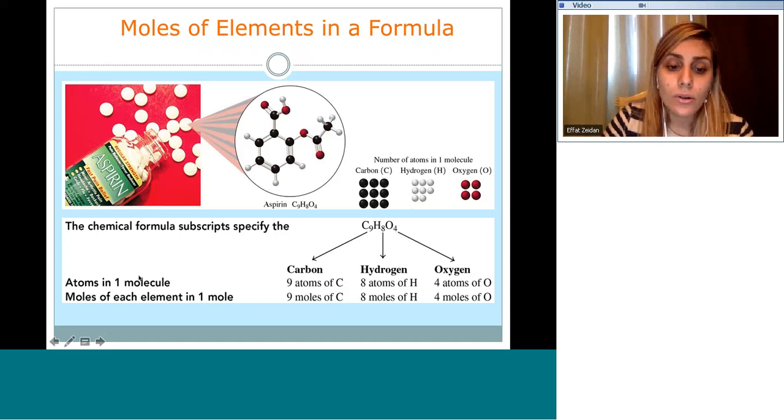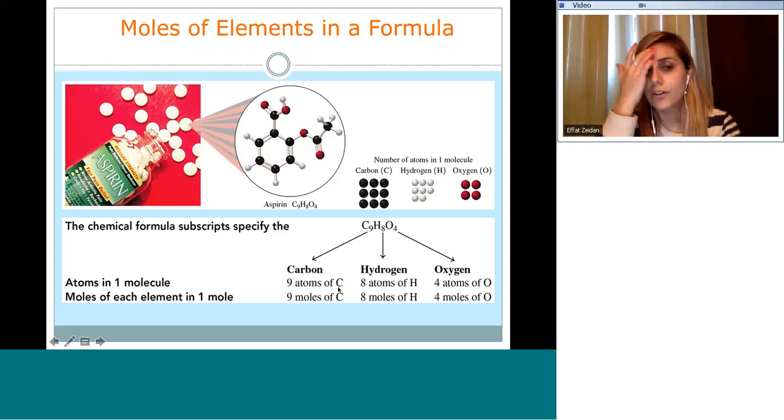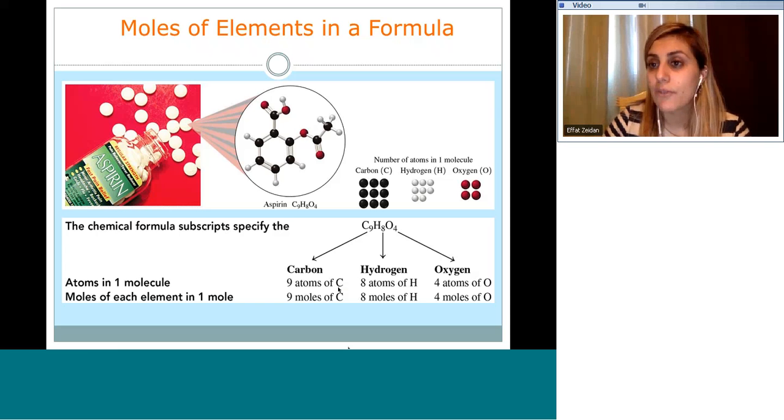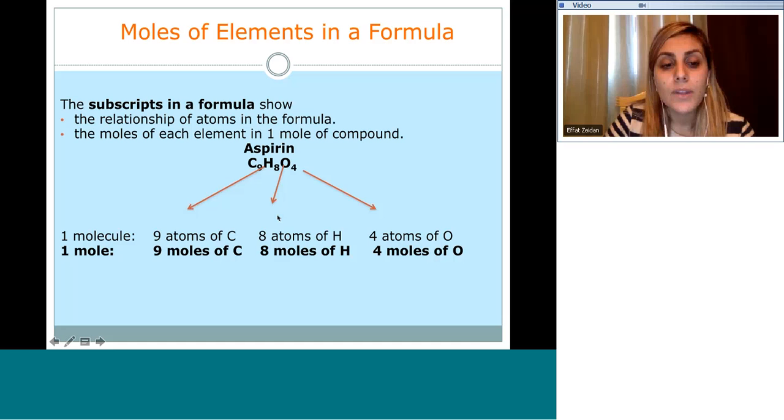So moles of each element in 1 mole. Now in that 1 mole of molecules, we have 9 moles of carbon, 8 moles of hydrogen, and 4 moles of oxygen. And let's see what that means. Sorry, this arrow should be on the 9. This is 1 molecule. It has 9 atoms of carbon, 8 atoms of hydrogen, and 4 atoms of oxygen. The moles of each element in 1 mole of compound: there are 9 moles of carbon, 8 moles of hydrogen, and 4 moles of oxygen in that 1 compound. This is what it translates to, okay?